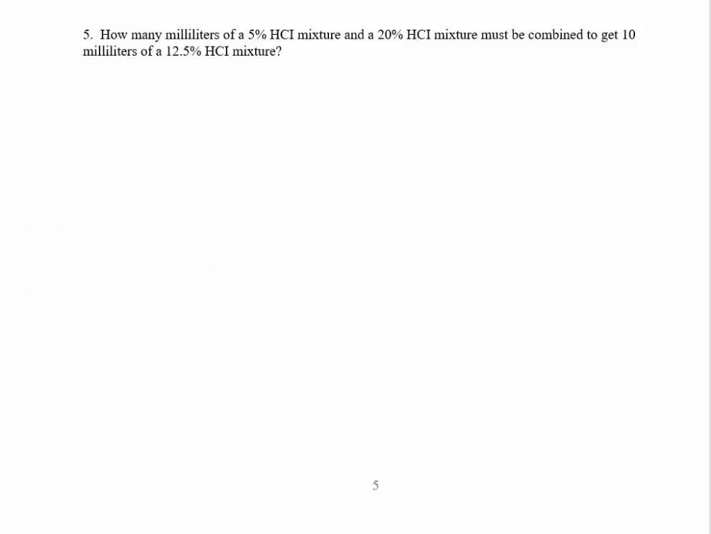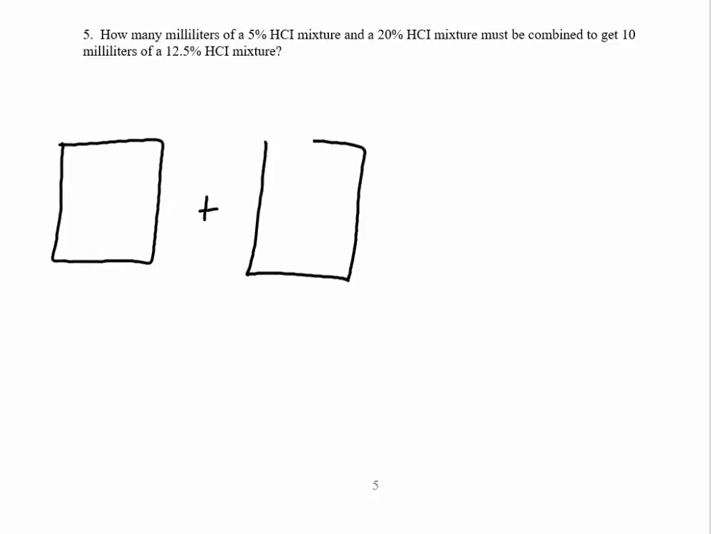So for our last word problem, it says how many milliliters of a 5% hydrochloric acid mixture and a 20% hydrochloric acid mixture must be combined to get 10 milliliters of a 12.5% hydrochloric acid mixture. This one's a very interesting problem, and I like to think about it in terms of buckets. You have one bucket, you're adding it to another bucket, and it's equaling a third bucket. So for beakers, you have one beaker, you're adding another beaker, and it's equaling the third beaker. So you just have to be very careful on which one you're creating.